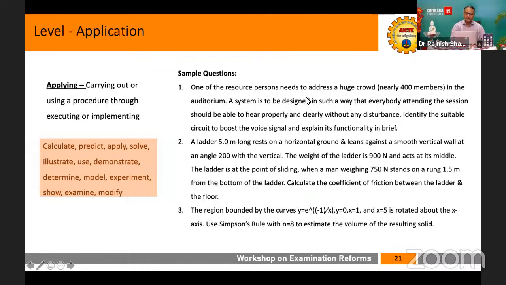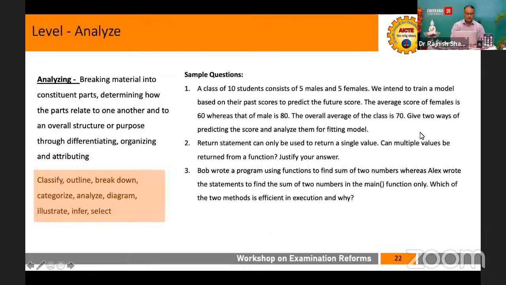One of the resource persons needs to address a huge crowd, nearly 400 members in the auditorium. A system is to be designed in such a way that everybody attending the session should be able to hear properly and clearly without any disturbance. Identify the suitable circuit to boost the voice signal and explain its functionality in brief. Clear example where the student has to apply his knowledge of this particular subject so as to identify the suitable circuit to solve this real life problem. Let's go to the next level.